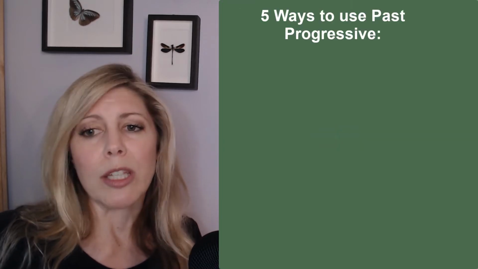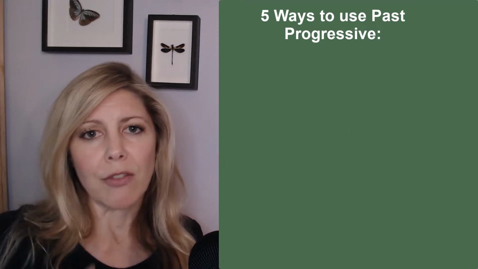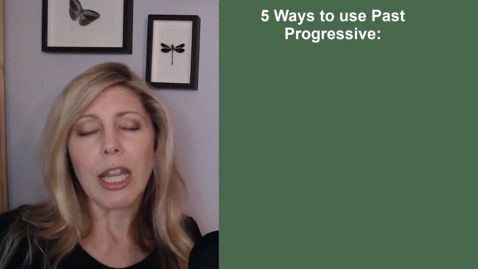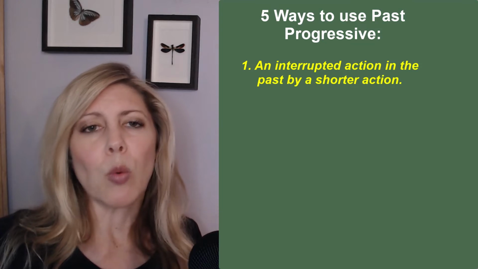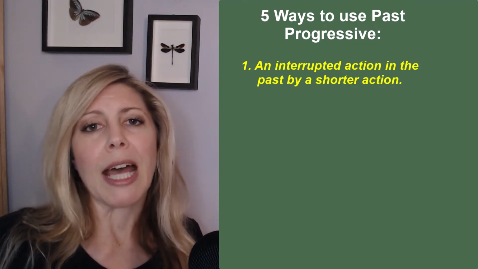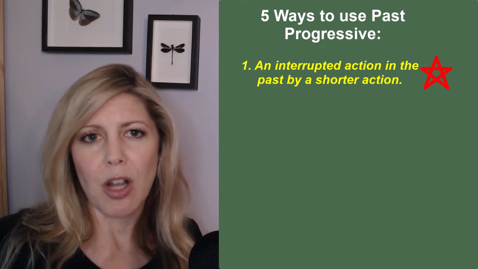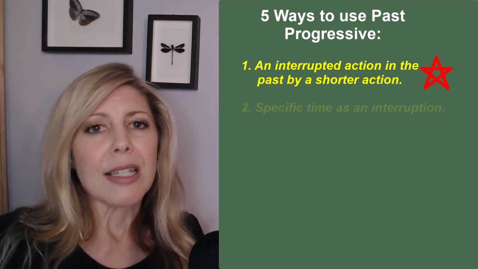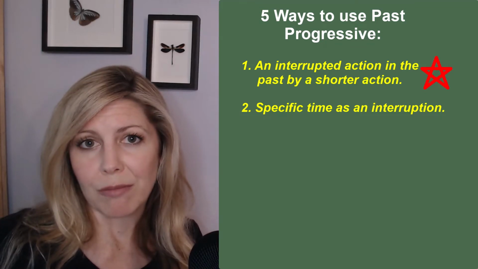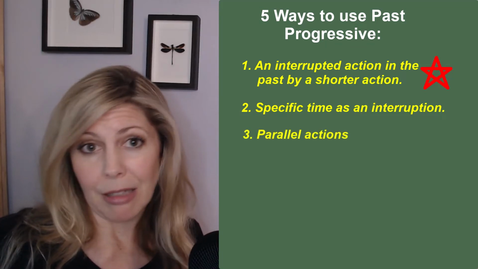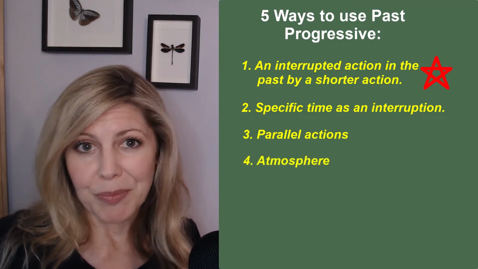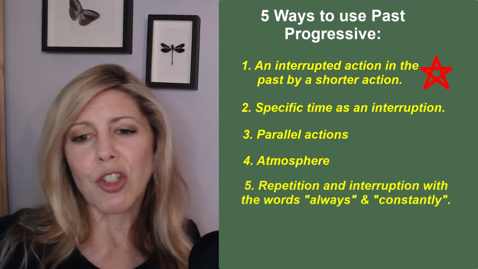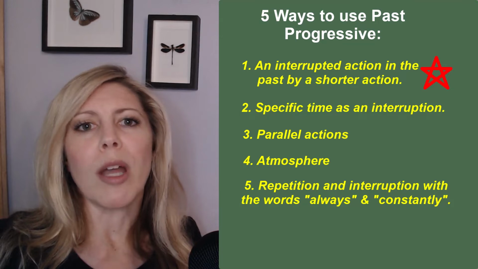So let's break this down. Let's look at the 5 ways that we can use the past progressive. I'm just going to give you all 5 of them first so you see what they are. And then we're going to describe and talk about each one and give examples. So number 1, an interrupted action in the past by a shorter action. That's probably the most common way. Another one is specific time as an interruption. 3, parallel actions. It's another way we use this tense. A 4th way is atmosphere. And a 5th way is repetition and interruption with the words always and constantly.